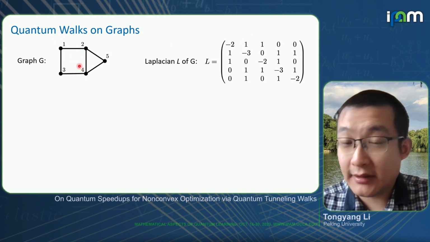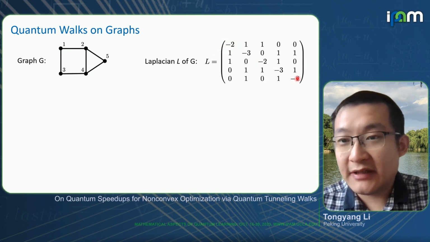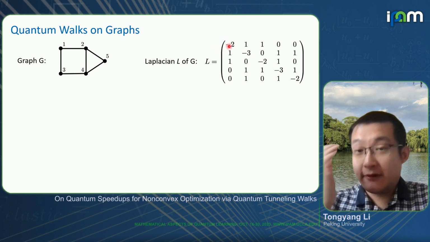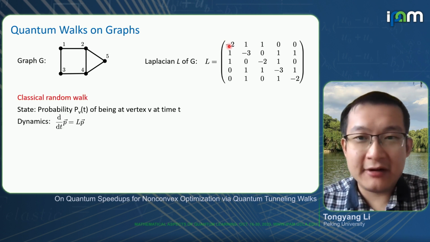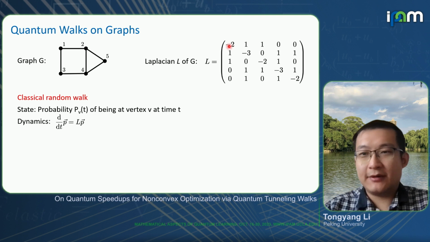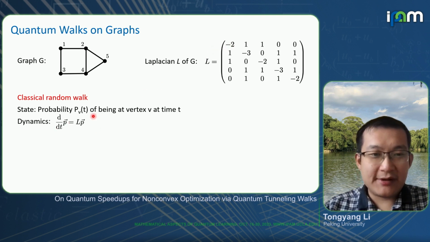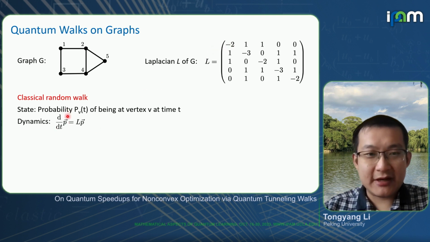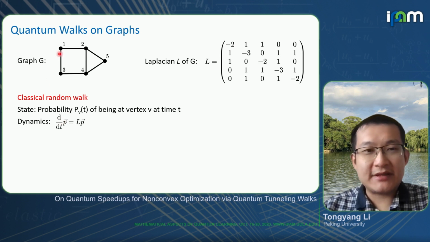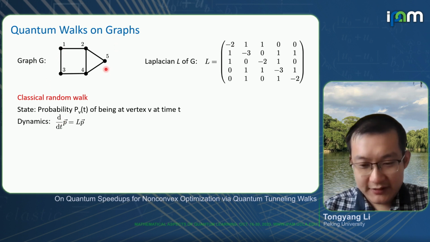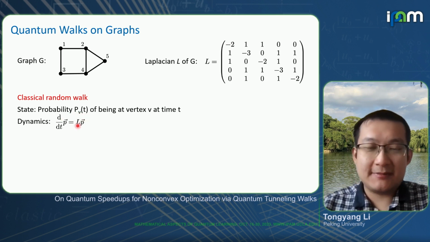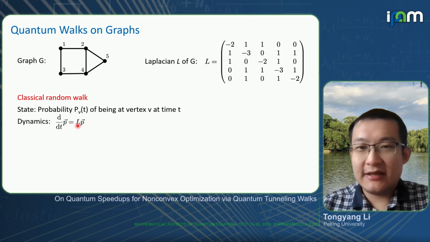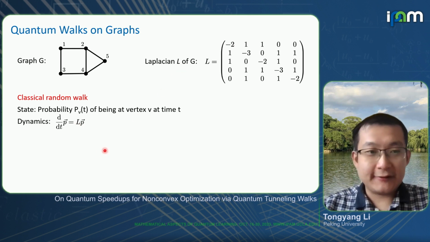We don't have an edge between 1 and 4 here. The diagonal term is going to be minus the degree of the corresponding vertex. So if you have the Laplacian of the graph, you can consider a classical random walk, which has a dynamics like this: you start with a probability distribution on these vertices, and you evolve the dynamics, which is a linear dynamics, and the linearity here is controlled by the Laplacian L.